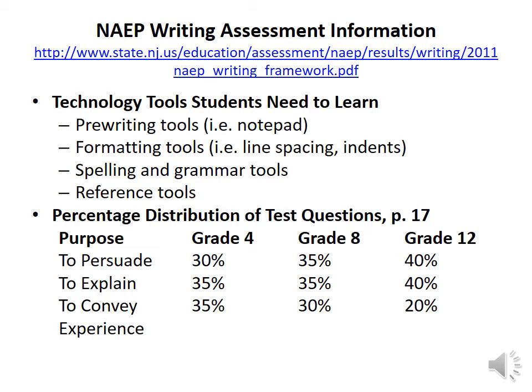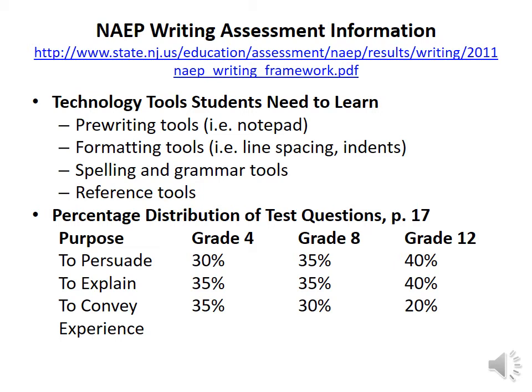Now, conveying experience is probably one of the easiest genres for students to use because they get to talk about themselves, and who doesn't like to do that? And the content is not a mystery to them. And so conveying experience is a good place to start for those reluctant writers or students who want to write but are just slow in catching on as to how to put together a piece that communicates their ideas.